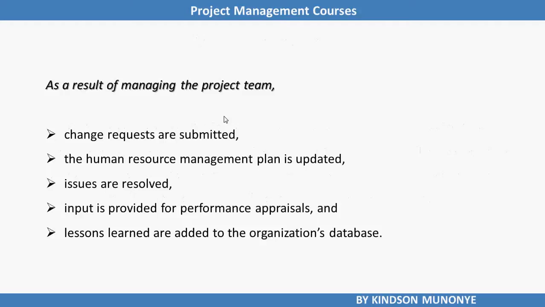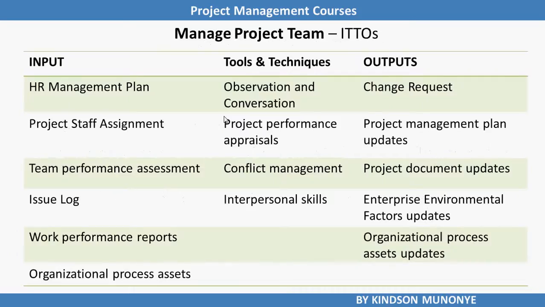Let's now go ahead to look at the ITTOs of Manage Project Team. There are 6 inputs to the Manage Project Team process: the HR Management Plan, the Project Staff Assignment, the Team Performance Assessment, Issue Log, Work Performance Report, and Organizational Process Assets. The tools and techniques are just 4: observation and conversation, project performance appraisals, conflict management, and interpersonal skills.